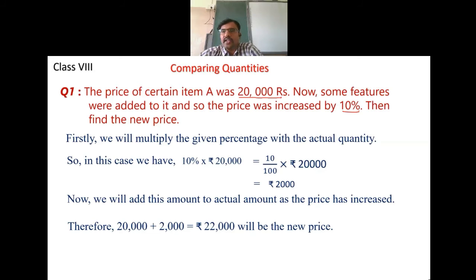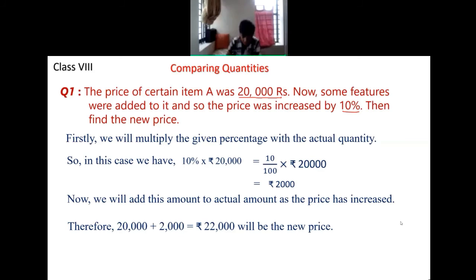Earlier it was 50,000; here 20,000 is the original price. To this, the percentage is added up. 22,000, sir. Correct. Very good. 2,000 is the increased price, sir. When you add it to 20,000, you get 22,000 as the new price.